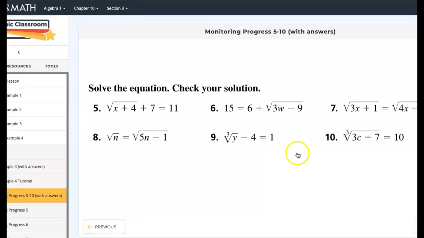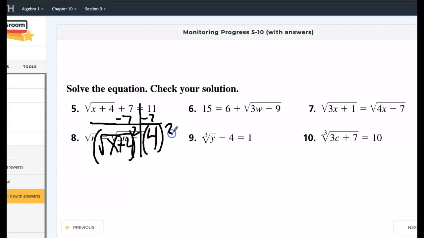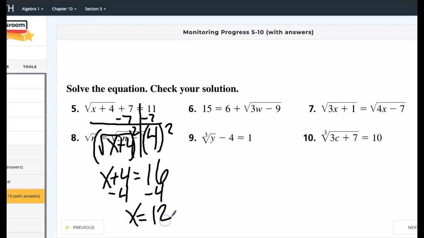We gotta do all five of those. What's the first thing you did on number 5? Subtract 7. So you would get 4, and then the square root of x plus 4. So then I would square them. So you'd get x plus 4 equals 16, and then subtract 4, so you would get x equals 12. Thumbs up if you got that.